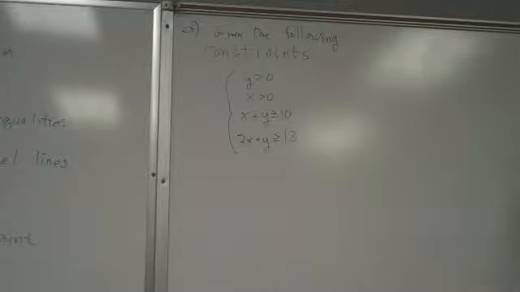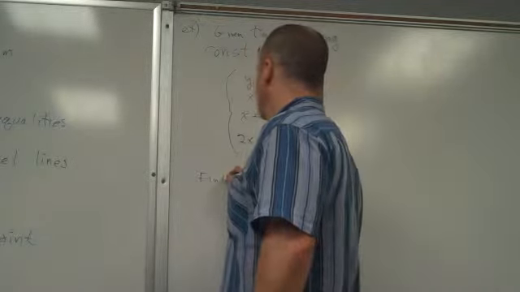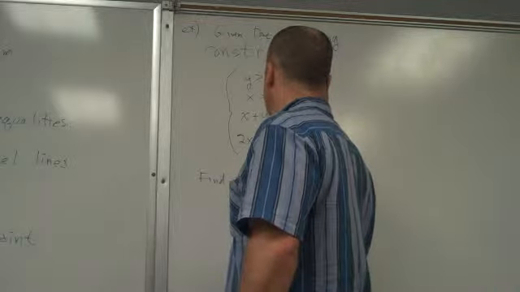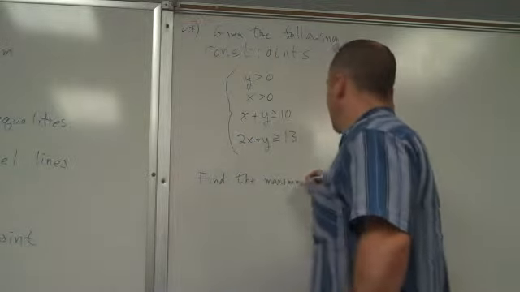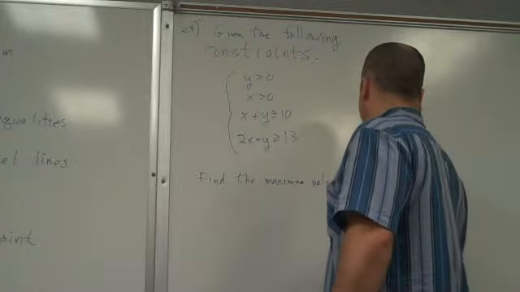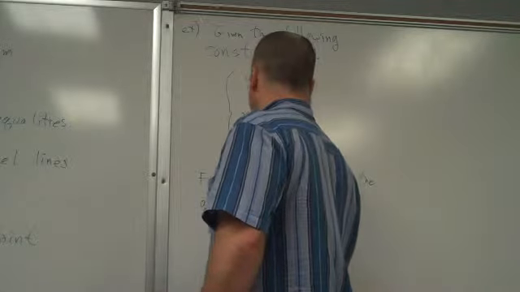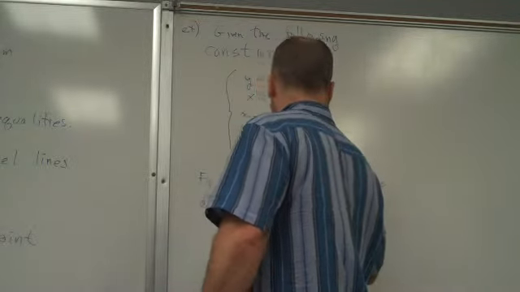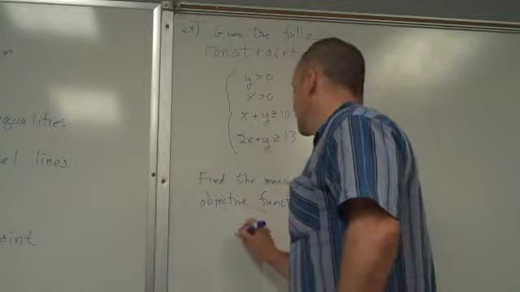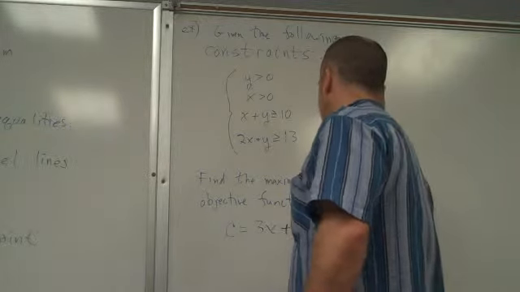The next one from the book. Given the following constraints, find the maximum value of the objective function. The objective function is going to look like this: C equals 3x plus 2y.